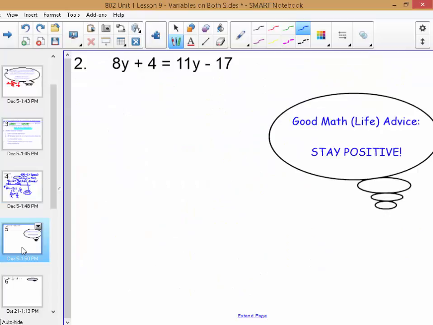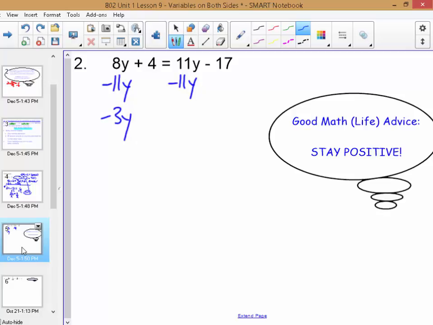So let's look at another example, and notice it says in your notes some good math and life advice is to stay positive. On this equation, it says 8y plus 4 equals 11y minus 17. We've got to get the variables on one side. So some people have the habit of saying, okay, I'll subtract 11y on both sides. And this is totally fine. We could absolutely do it this way. But notice 8 take away 11 ends up giving me a negative 3y.